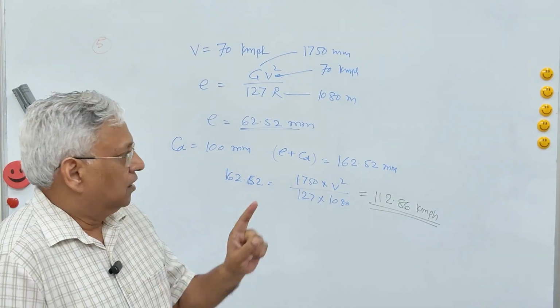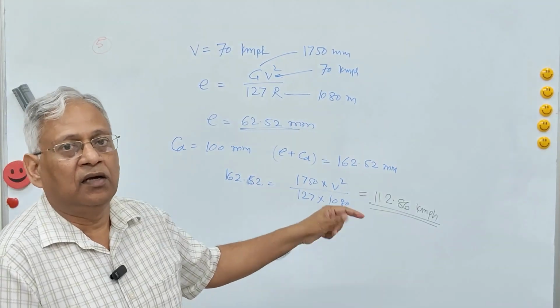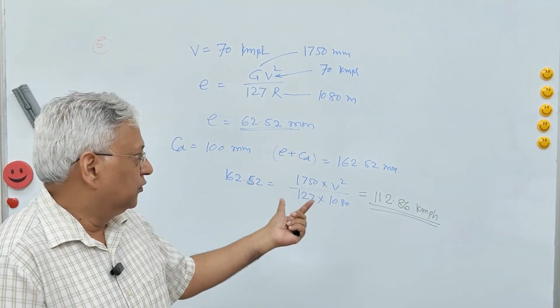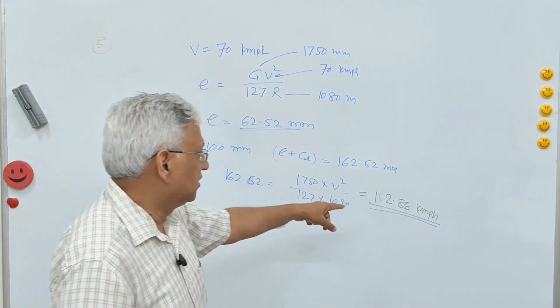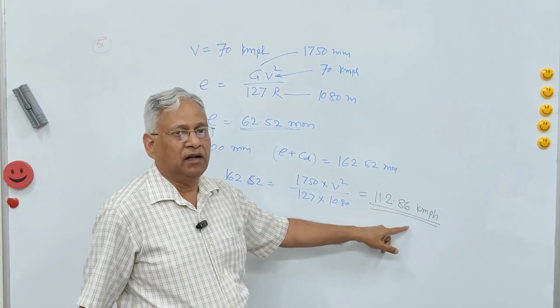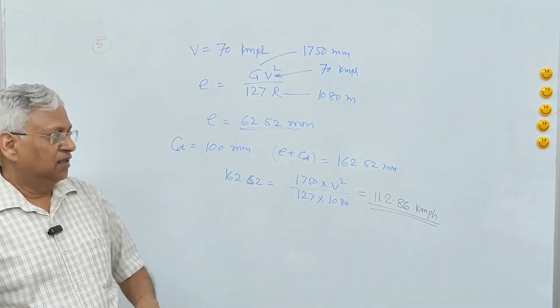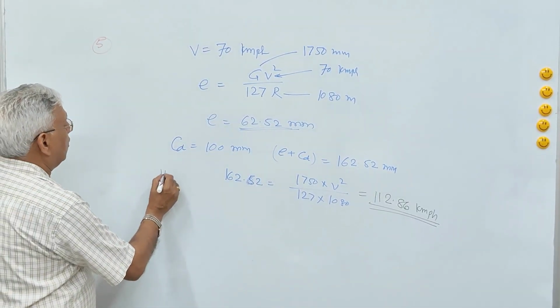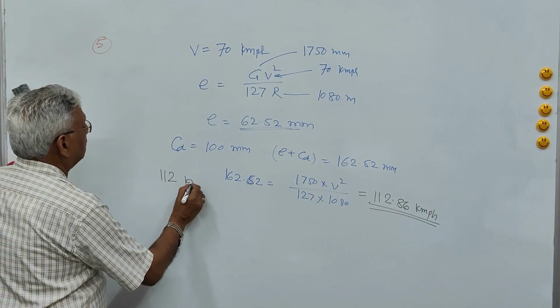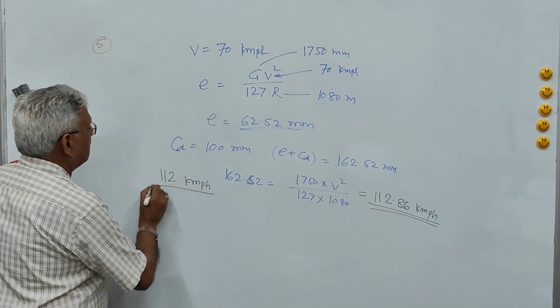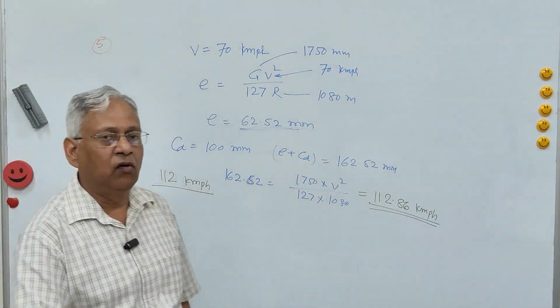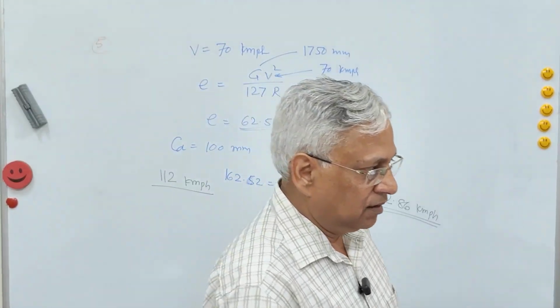integer. Now this must be rounded off to the lower digit, because if you round it off to the higher digit, 113 km per hour, then this E plus CD will be insufficient. And therefore, the correct answer should be 112 km per hour. That is the restricted speed for express trains. That is question number 5.